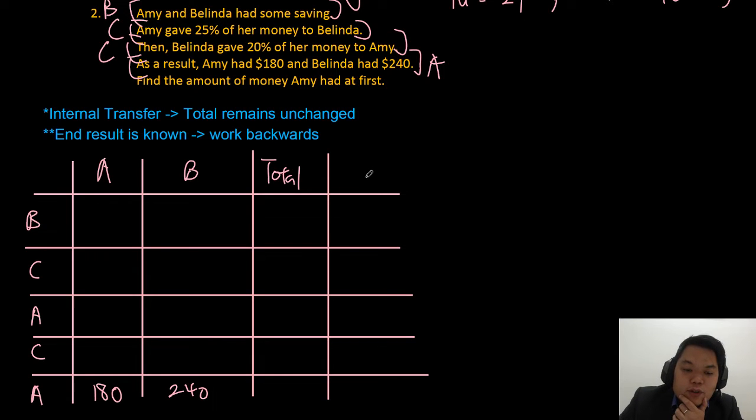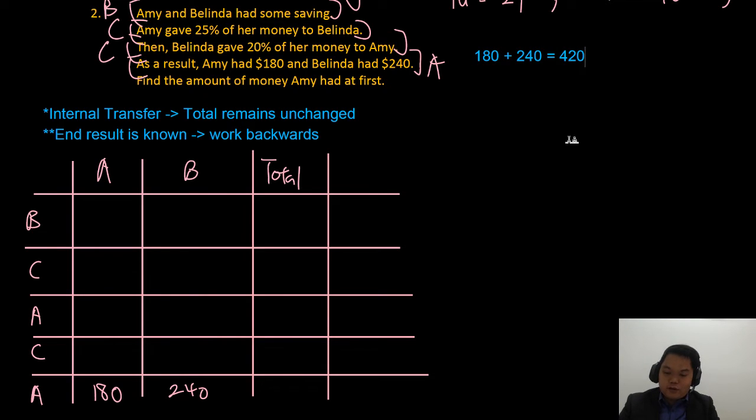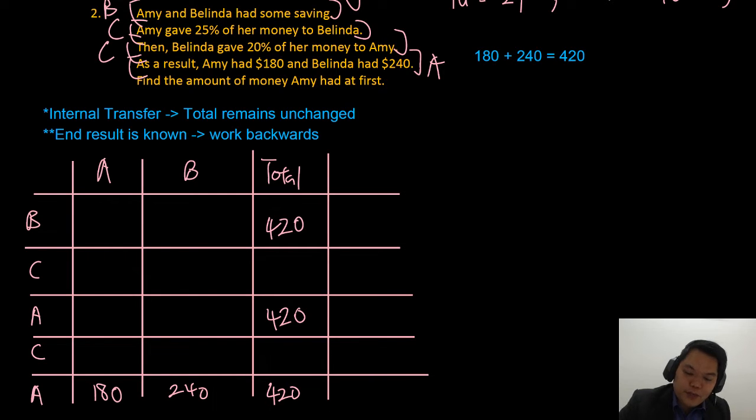Okay. So once you know this amount, we can say that 180 and $240 gives us a total of $420 between them. So at any one point in time, the total between them must always remain at $420.